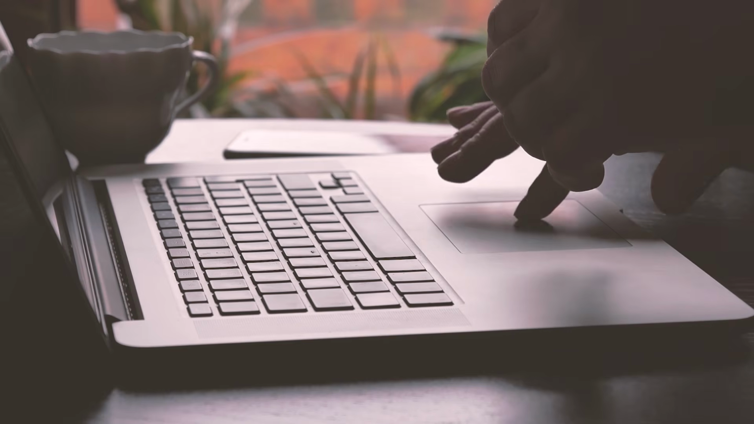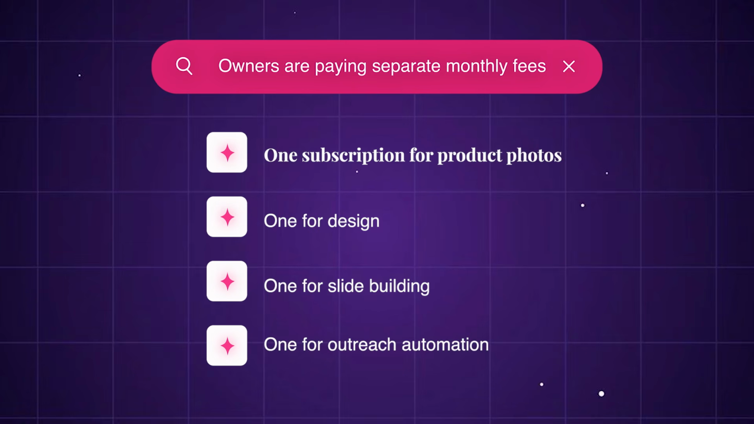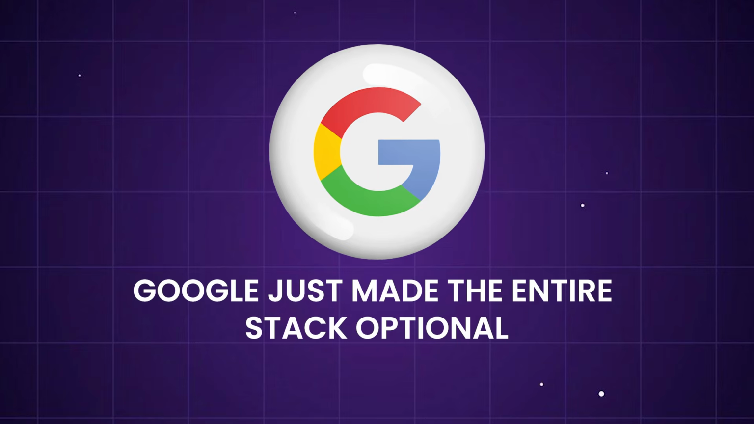Here is the core problem this update addresses. Most small business owners are paying separate monthly fees for content work. One subscription for product photos, one for design, one for slide building, one for outreach automation. None of them are fully used, and all of them are recurring. Google just made the entire stack optional. That is the shift, and most of your competition has not woken up to it yet.